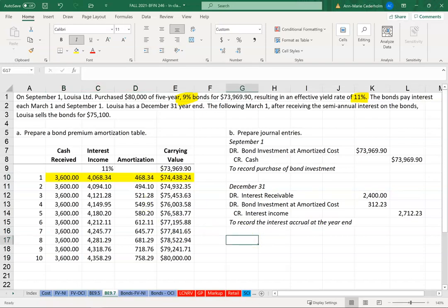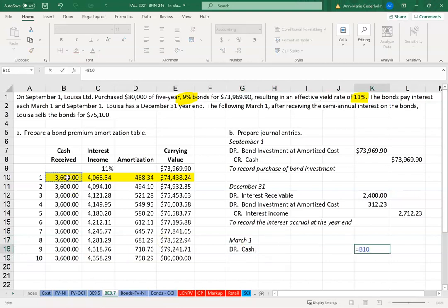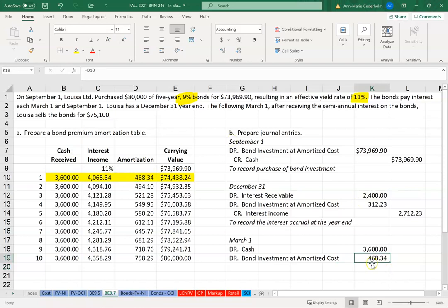Okay, now what we should do is actually record this bond payment now. So let's say we're going into our next fiscal year end, and now it's March 1st. So what I need to do is debit my cash. So I am going to receive this 3,600. Then I'm going to debit my bond investment at amortized cost. So generally, it would be for that 468.34, but just remember, we already debited 4 months worth in December. So I'm just going to subtract off the amount that I already took in December, and this will be the remaining 2 months.